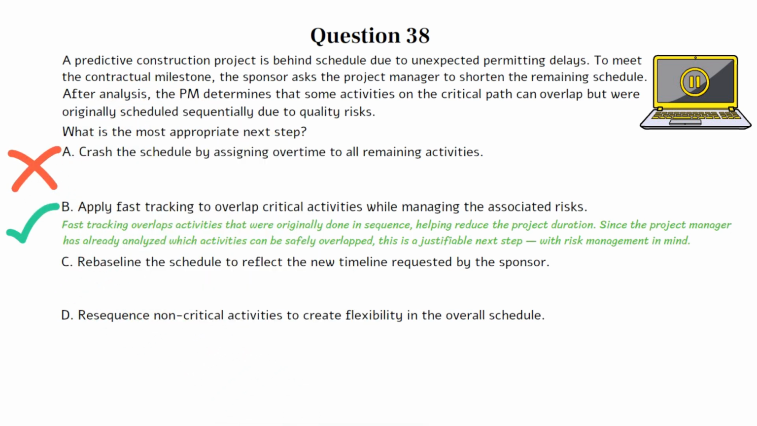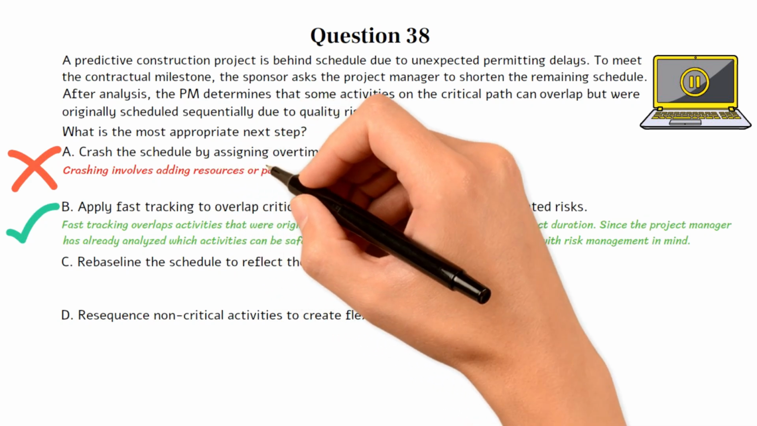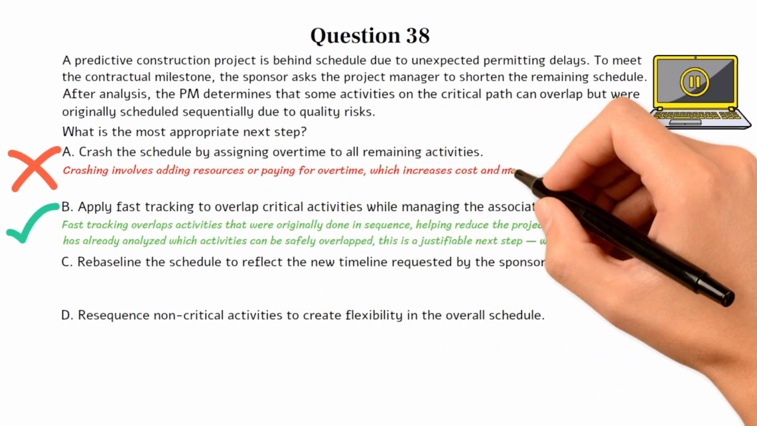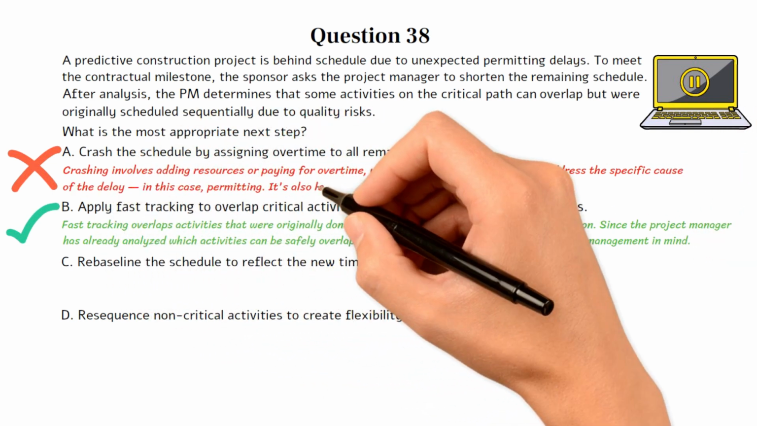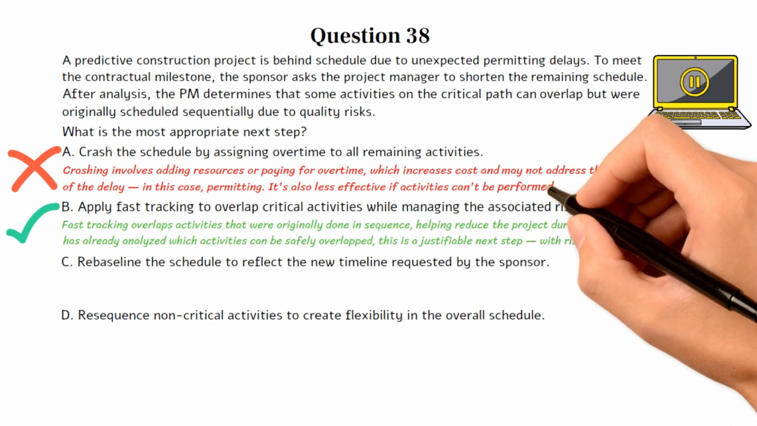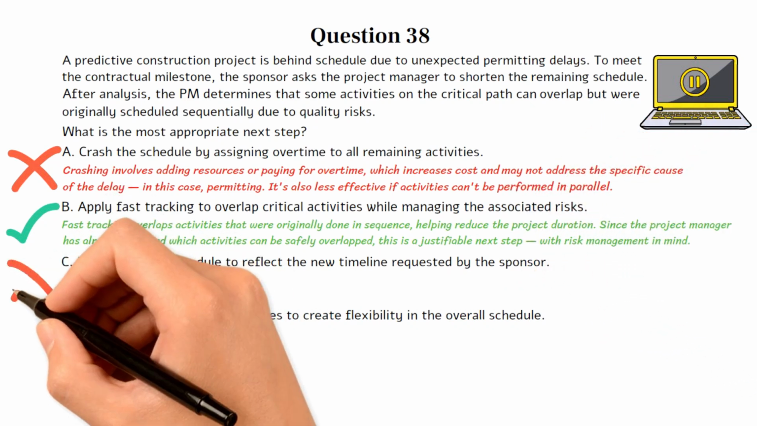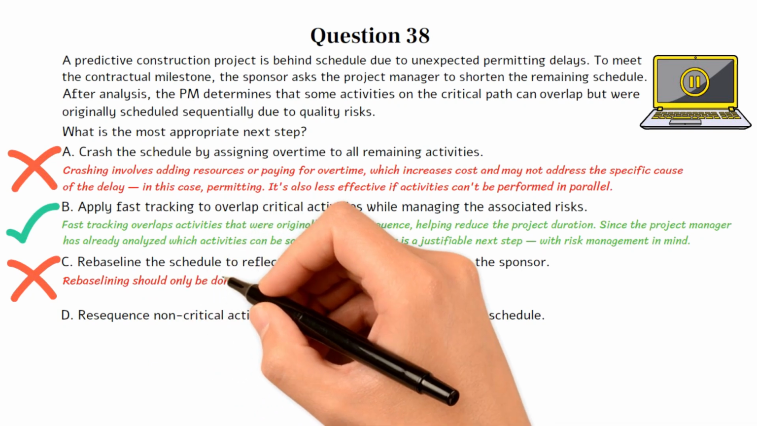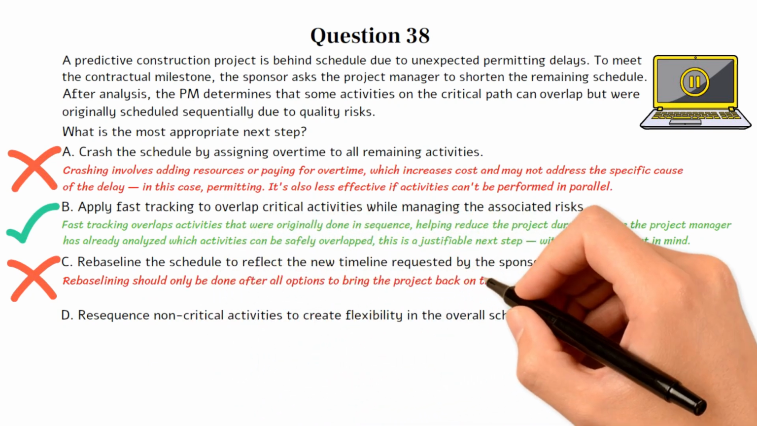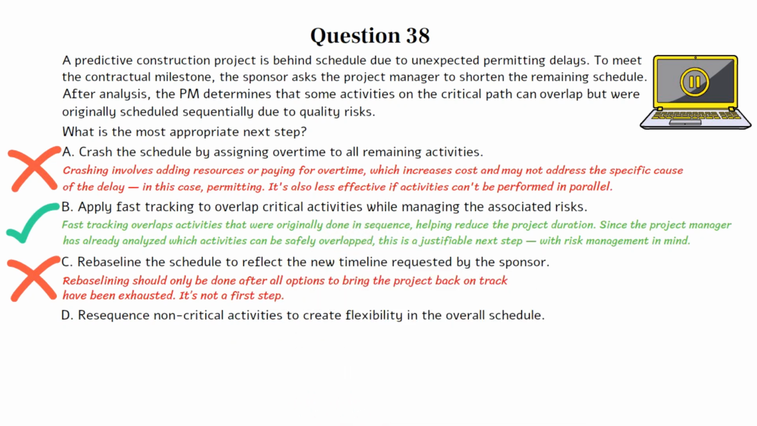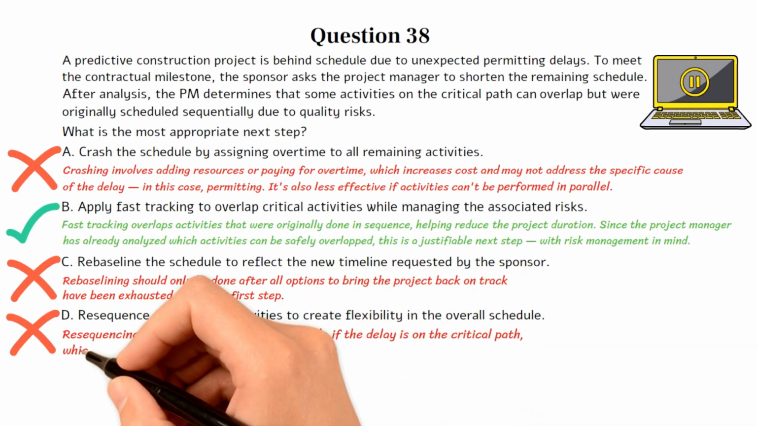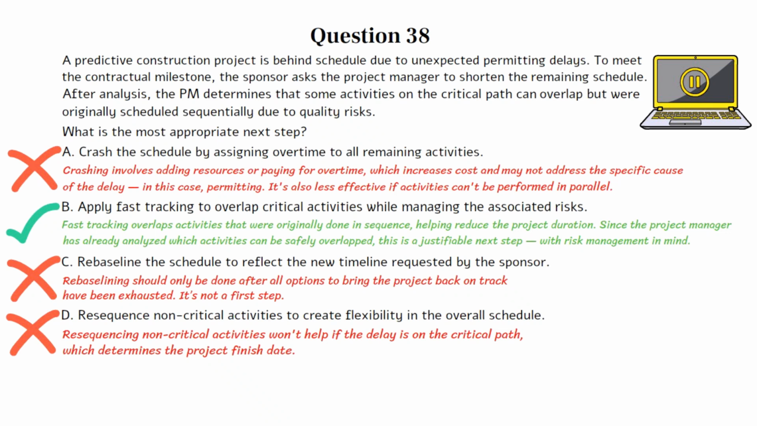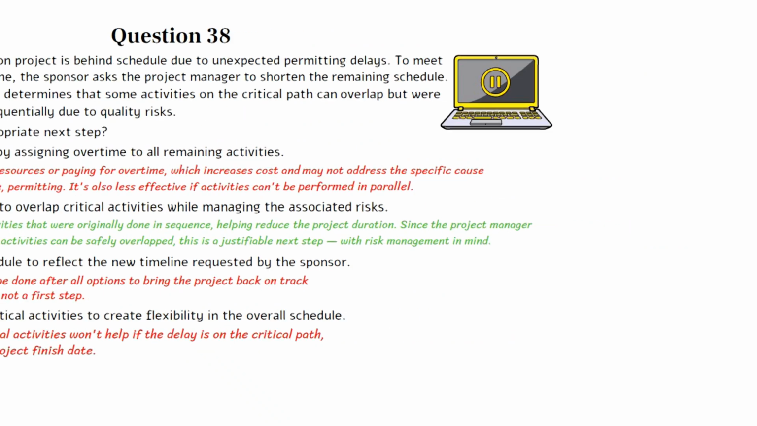Choice A is incorrect. Crashing involves adding resources or paying for overtime, which increases cost and may not address the specific cause of the delay. It's also less effective if activities can't be performed in parallel. Choice C is incorrect. Rebaselining should only be done after all options to bring the project back on track have been exhausted. It's not a first step. Choice D is incorrect. Resequencing non-critical activities won't help if the delay is on the critical path, which determines the project finish date. Let's move on to the next question if you're ready.